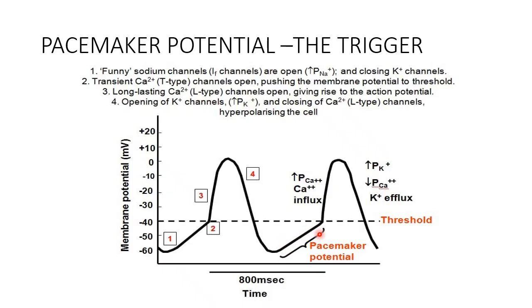So this is the pacemaker potential, which occurs automatically, and this impulse acts as a stimulus. This impulse will be conducted through the conducting fibers, and it will be transmitted to the other areas of the heart.